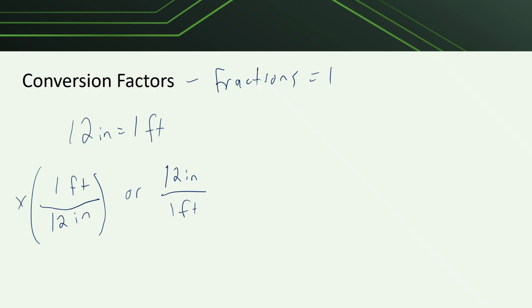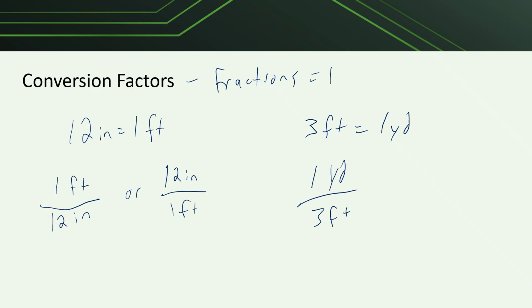And we're going to be looking at a lot of examples of this. Let's look at one more. So let's say then I wanted to do feet. There are 3 feet in 1 yard. So I could write that as 2 different fractions. I could write it as 1 yard over 3 feet, or I could write it as 3 feet over 1 yard. They're both valid conversion factors for that equality.